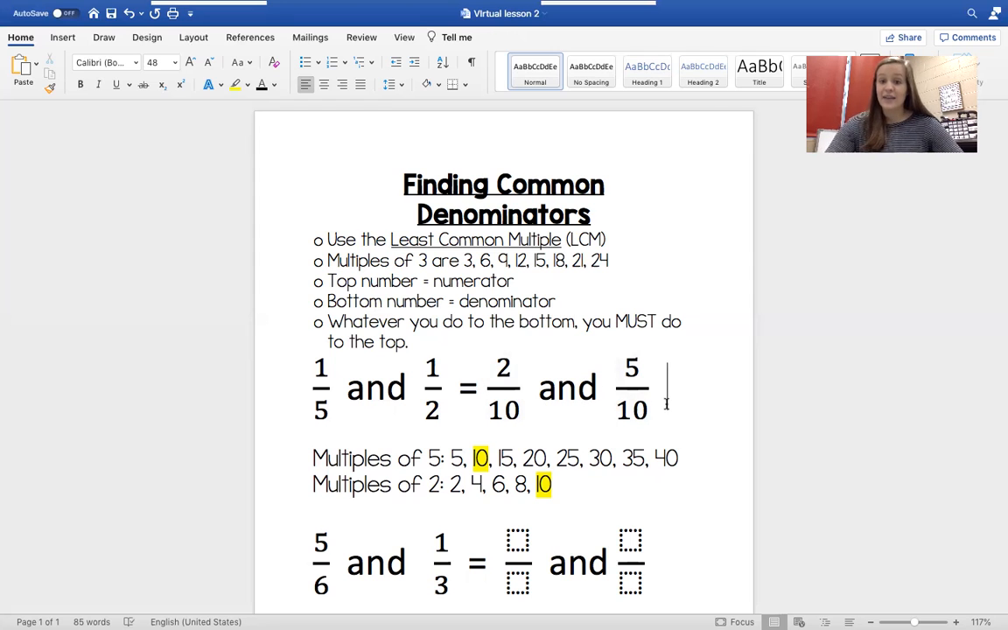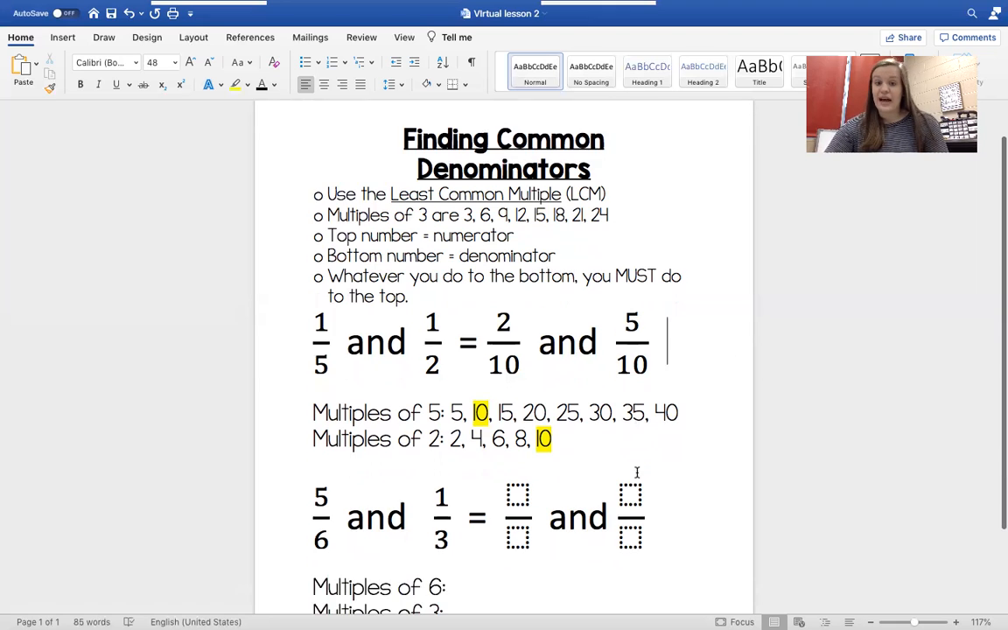If we were adding those, we would do 5 plus 2 equals 7. And then you just slide your denominator over. So our answer, if this was an addition problem, would just be 7/10. And we will get more into actually adding once we find the common denominator on Monday. Today, I just really want us to focus on finding the multiples, finding the least common multiple, and that helps you find your common denominator and then just rewriting those fractions.